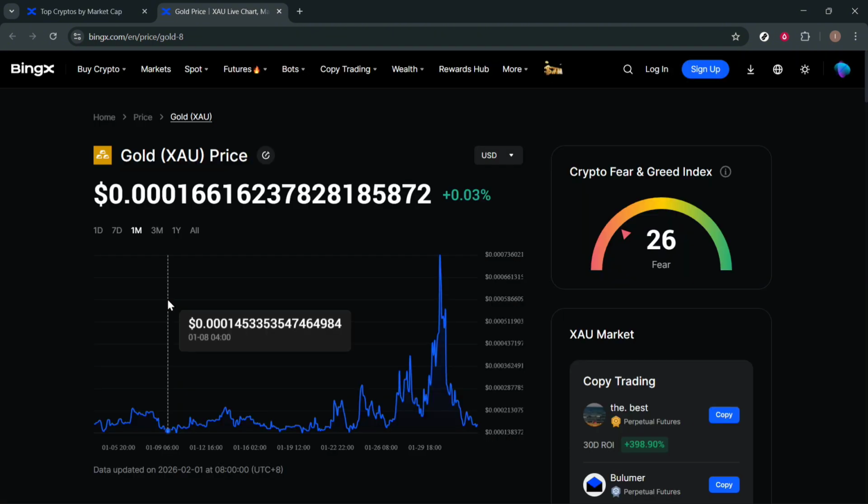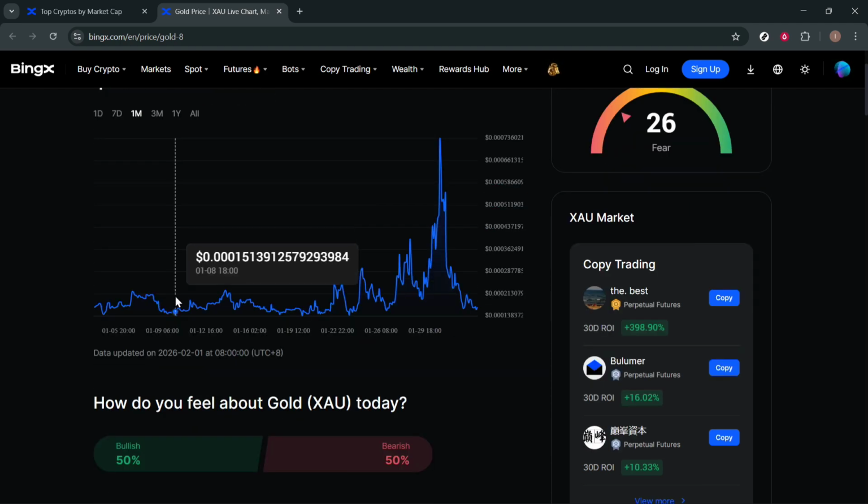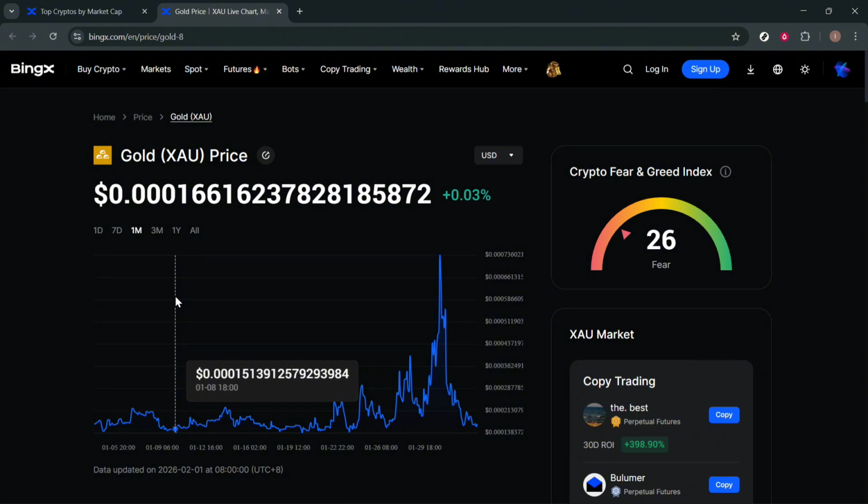And that's it. Trading gold in BingX is simple. Sign up, deposit USDT, find XAU or USDT, and choose your mode. Place your trade and manage risk. Now you're ready to trade gold like a pro. And that is how you can basically trade gold in BingX.